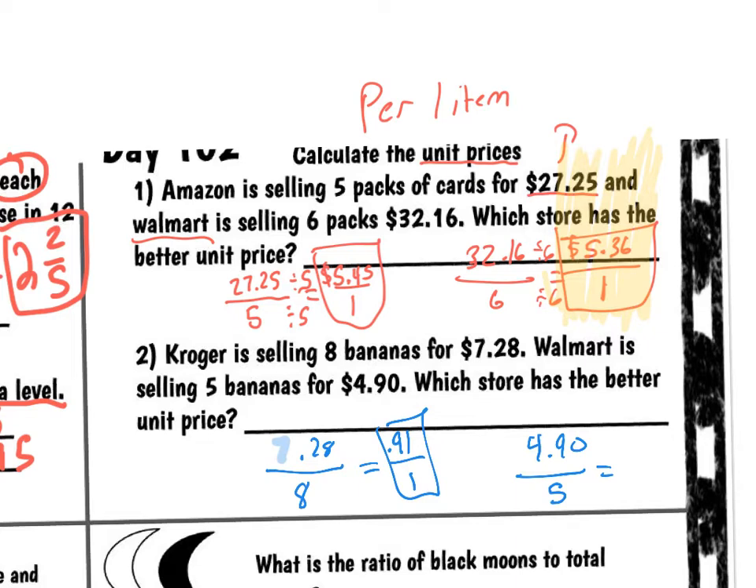and you get 98 cents, which shows you that Kroger has the better price for bananas.